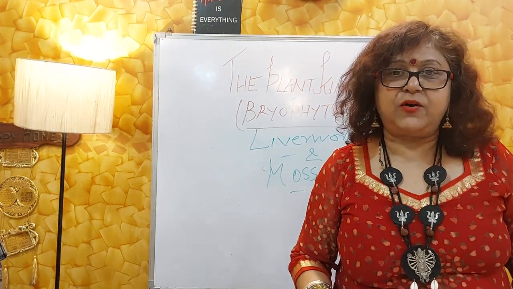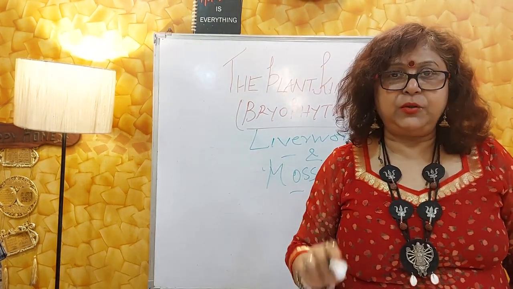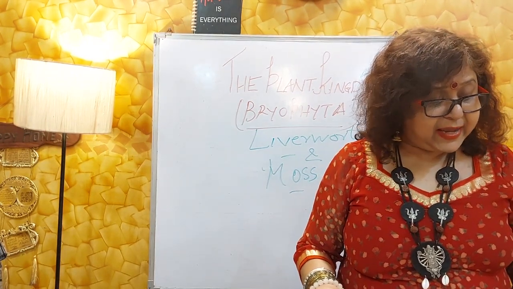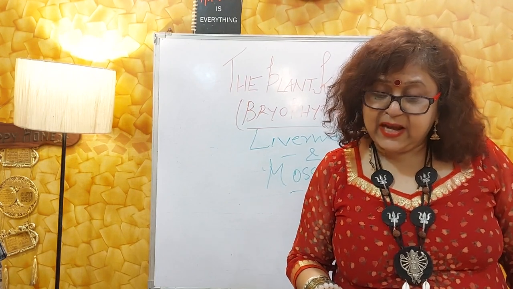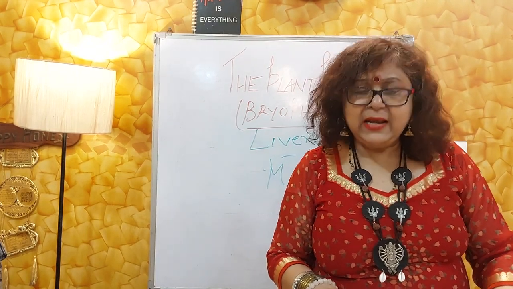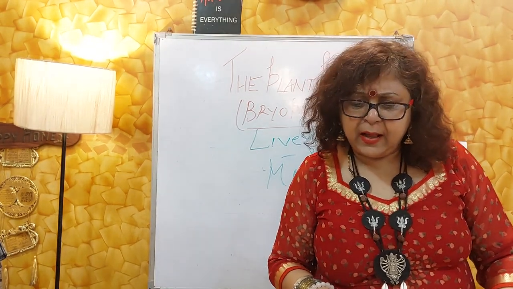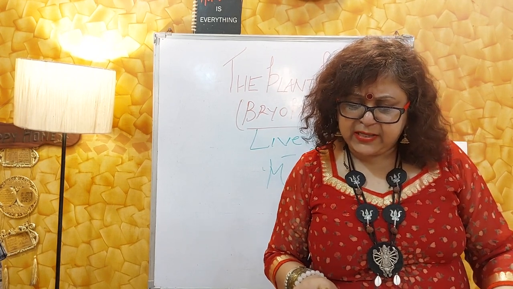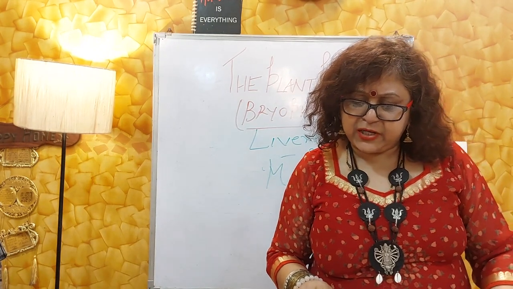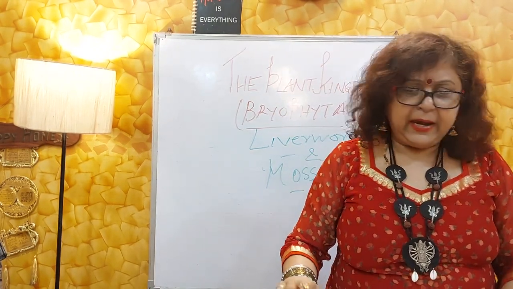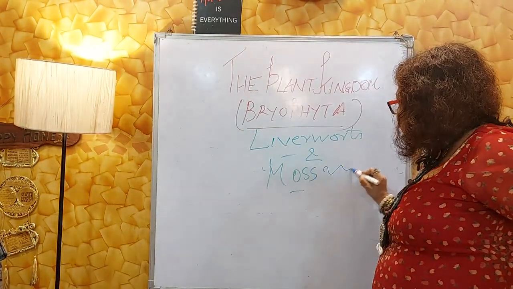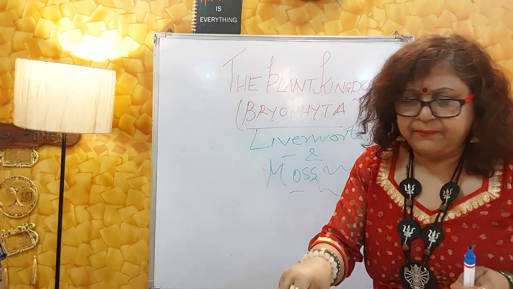The thallus is dorsiventral, flat, and close to the substratum. The leafy members have tiny leaf-like appendages, and also small stem-like structures. Then, what is the reproduction pattern in liverworts? Reproduction in liverworts is asexual as well as sexual. Asexual reproduction occurs through specialized structures called gemmae, as I showed you. Gemmae come on the thallus, like if it is a thalloid, like this, the gemmae will be growing on it.